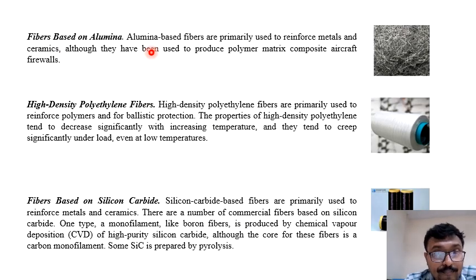Fiber based on alumina. Alumina based fibers are primarily used to reinforce metal and ceramics. High density polyethylene fiber. High density polyethylene fibers are primarily used to reinforce polymer for ballistic protection.